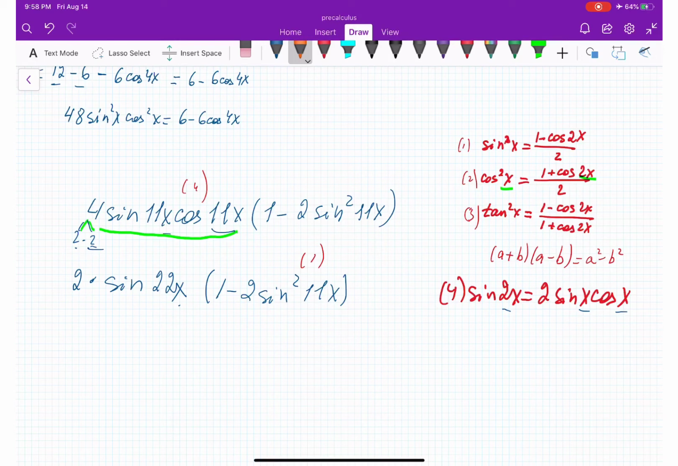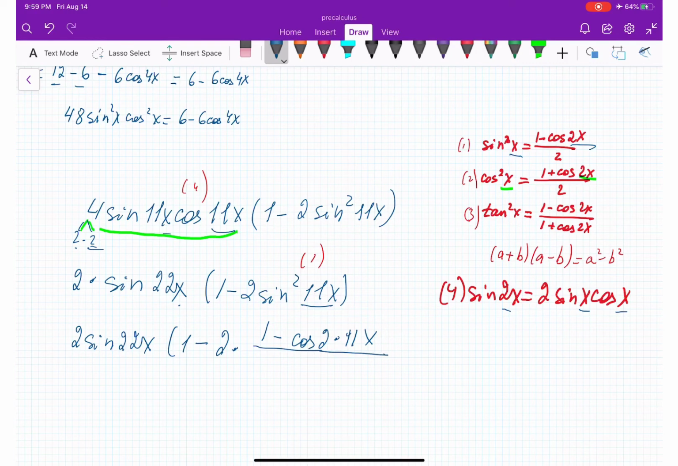So what is going to be twice sine 22x, I'm getting 1 minus twice sine squared 11x, which is 1 minus cosine 2 times 11x, because from 1x you get 2x, so from 11x you are getting 22x, which is 2 times 11x, yes, and we divide by 2.